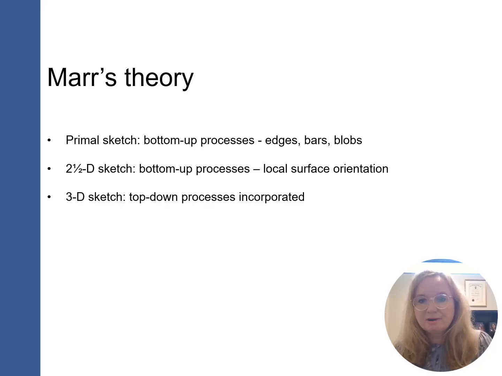This is what we've already talked about, where you use edges and bars and blobs and lines, and that information is coming in, and you're using that information to start to decide what's going on with an object or a scene. Then you have probably what is called the 2.5D sketch. That's your bottom-up processes with a little bit of local surface orientation to figure out what's happening. And then you have the top-down process, the 3D sketch, that gets incorporated. And this includes all the information about the outside world, but also your history and what you expect.